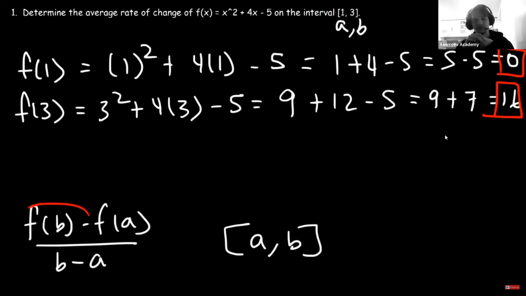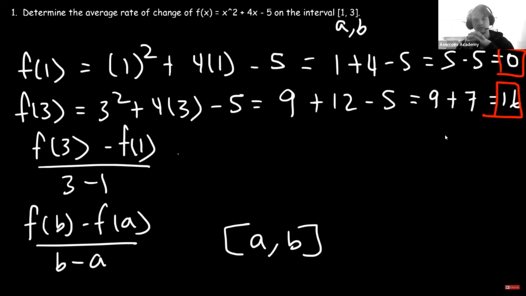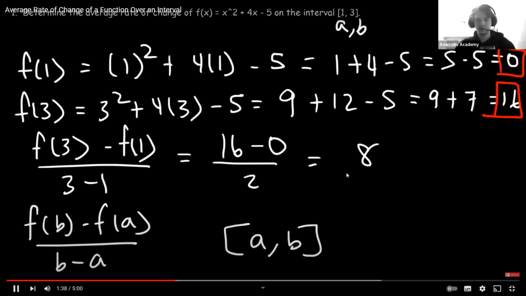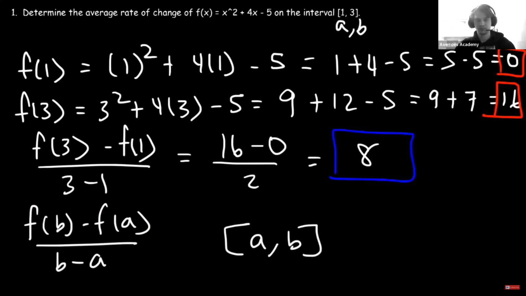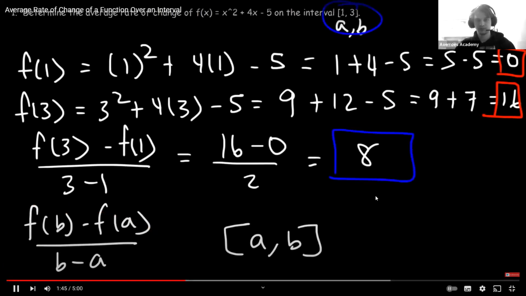So now let's use this expression. That's going to be f of 3 minus f of 1 divided by 3 minus 1. F of 3 is 16. F of 1 is 0. And 3 minus 1 is 2. 16 divided by 2 is 8. So the average rate of change of the function over the interval 1, 3 is equal to 8. And that really represents the slope of the secant line.